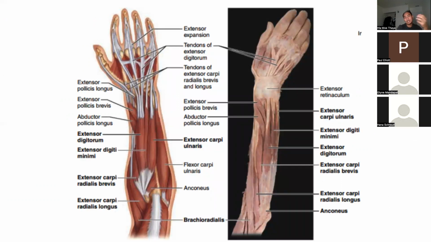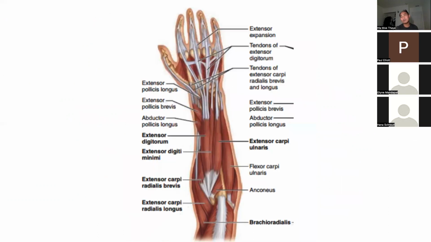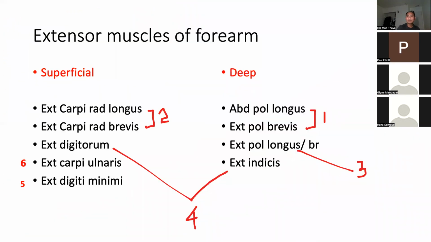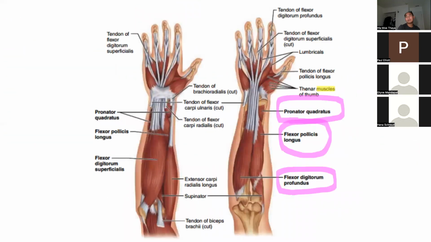This textbook is saying superficial group and deep group. I think it is very difficult to remember in that way. Superficial group and deep group is for the flexor compartment muscles here.